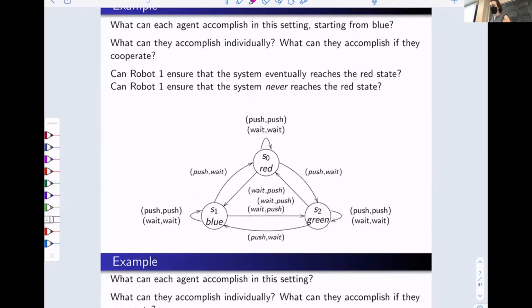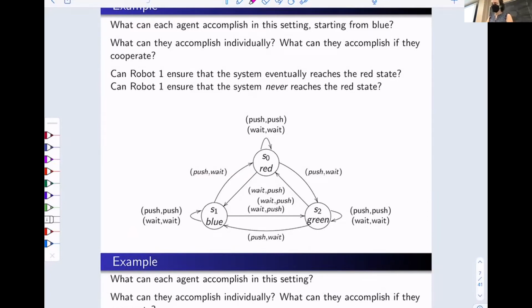But if we say we're starting, let's say we're starting from S1, for example, and we wonder, can robot 1 be sure that the system never reaches the red state? So they actually can, because if we're in the blue state and robot 1 always waits, and then if we get to the green state, robot 1 pushes, then no matter what robot 2 does, the system is not going to go into the red state.